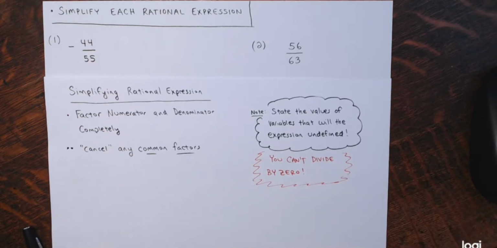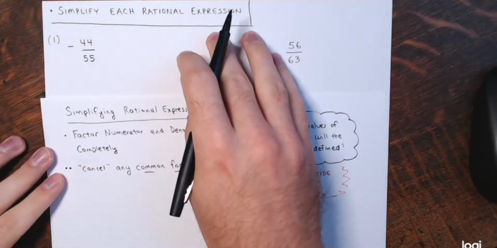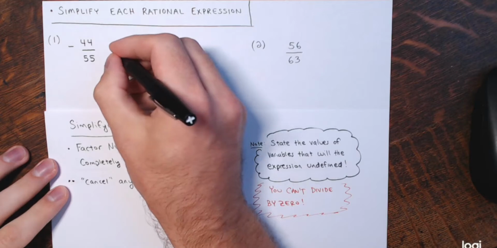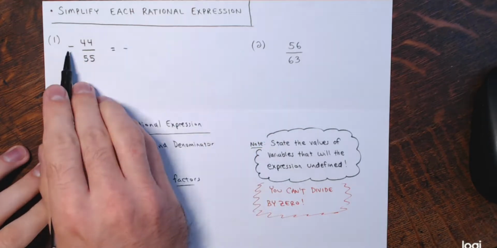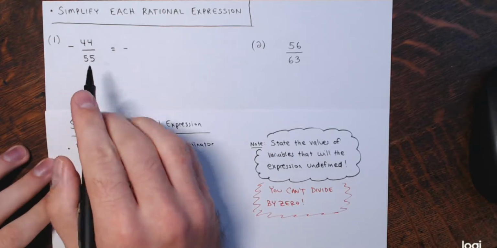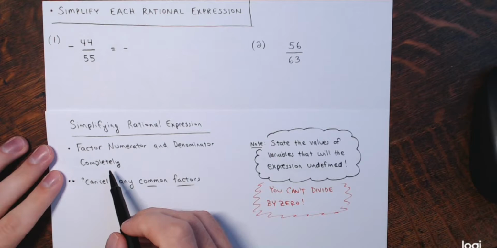Okay? Alright. So in this first example, negative 44/55ths. Now it's going to be a negative number all the time. This negative sign's not going to go away. So now I'm going to factor the numerator and denominator completely.